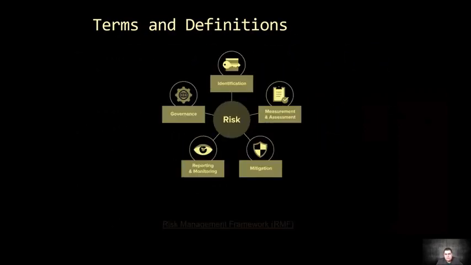There are a lot of systems and frameworks for risk, including the risk management framework, which indicates 5 components for the risk framework, including identification, measurement and assessment, mitigation, reporting and monitoring, and governance at the end.